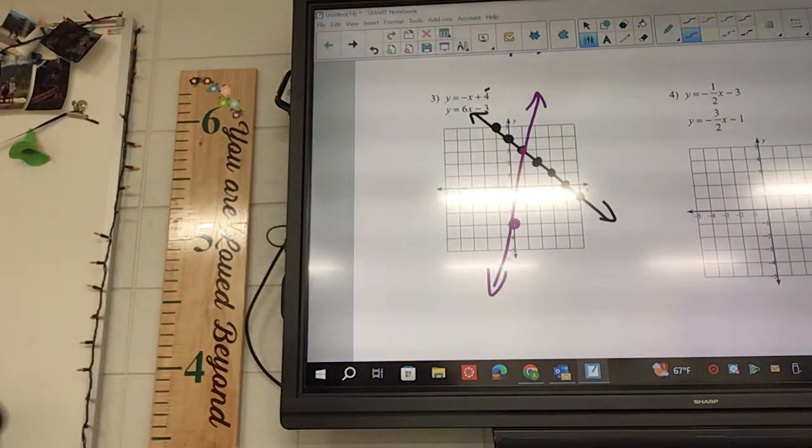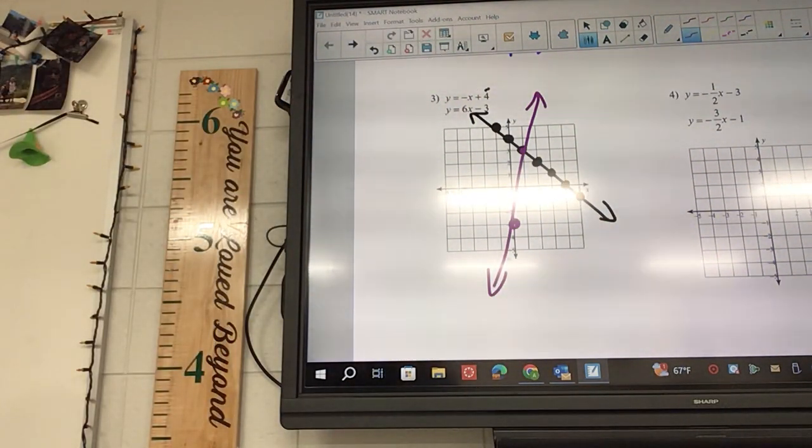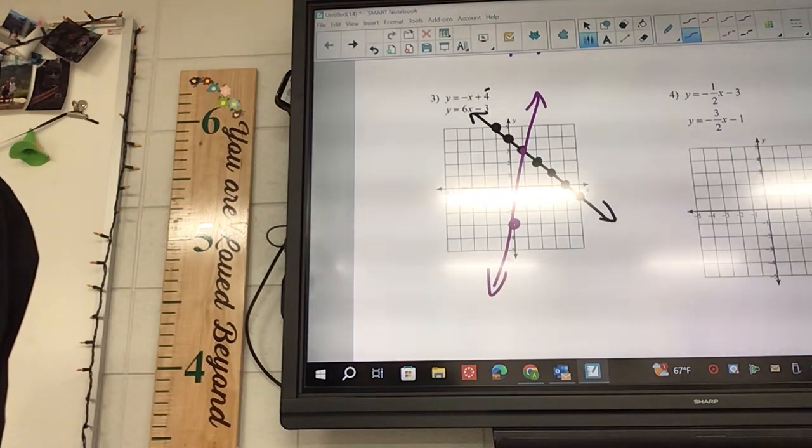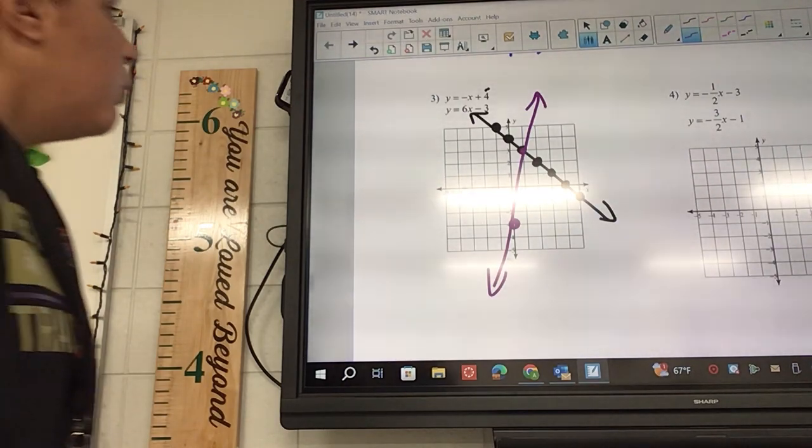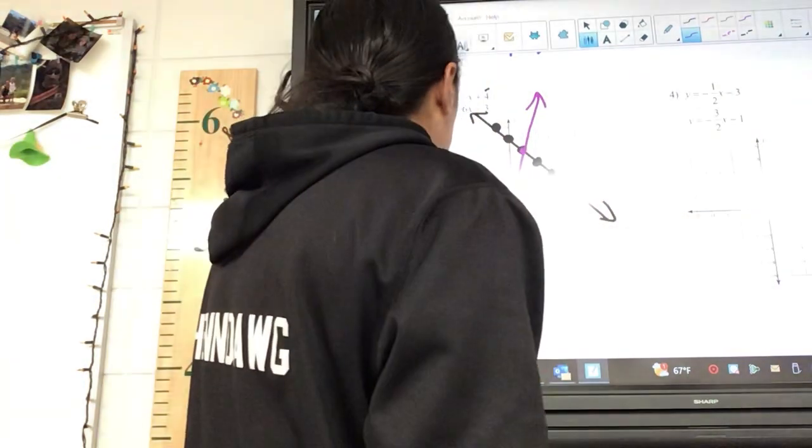Okay, take a second for yourself and write that coordinate down. That's the hardest part, writing the coordinate down. Take a second for yourself, write the coordinate down. Okay, what is that coordinate? Jaden, that's 1. Put it up.